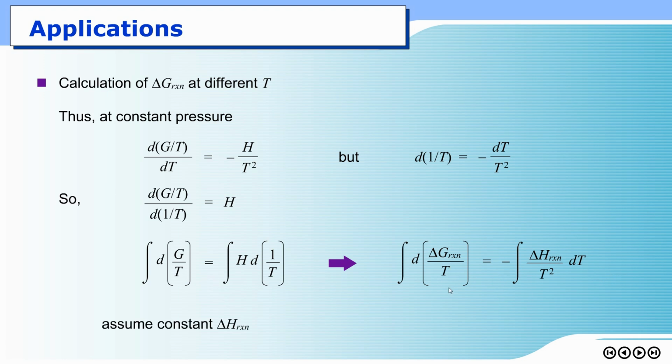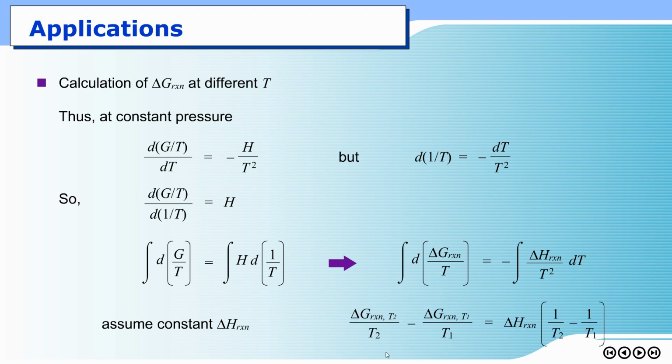Then from this equation, to do the integration, the left hand side can be integrated directly. The right hand side, on the other hand, if you want to do the integration, you need to know the relationship between heat of reaction with respect to temperature. But if you assume that the range of the temperature for this integration is not so large, the heat of reaction can be assumed to be constant. You can take heat of reaction out of the integration, leaving only 1 over T squared dT, which is straightforward for integration.